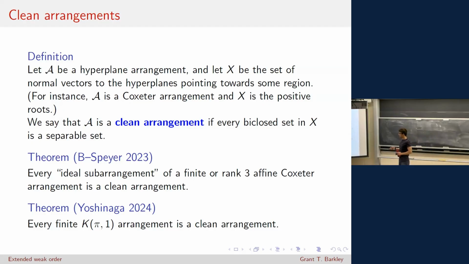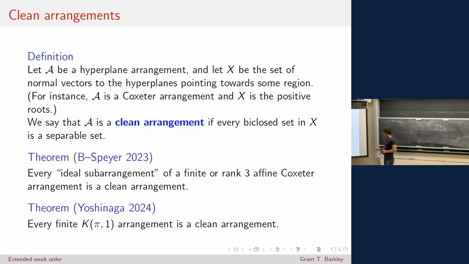And then what we showed in the affine type paper was that if you take what is called an ideal subarrangement of a finite or rank 3 affine Coxeter arrangement, then you always get a clean arrangement. And this is the fundamental lemma in the paper. If you take these ideal subarrangements, then every biclosed set is already separable.